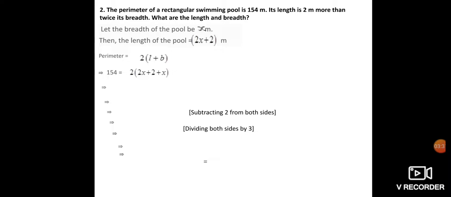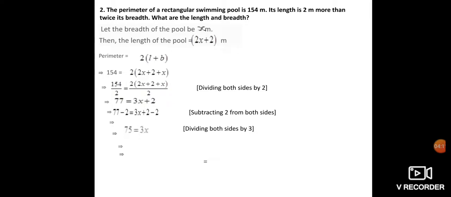Now to open the bracket, I want to remove 2. So I'll divide both sides by 2. So dividing both sides by 2, we'll get 154 by 2 is equal to this whole RHS. We can see 154 when cut by 2 will become 77 equals 3x plus 2. To do balancing, I'll subtract 2 from both sides. 77 minus 2 is equal to 3x plus 2 minus 2. What will be the result? The result is 75 is equal to 3x.